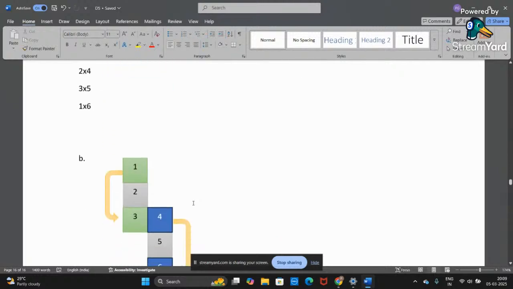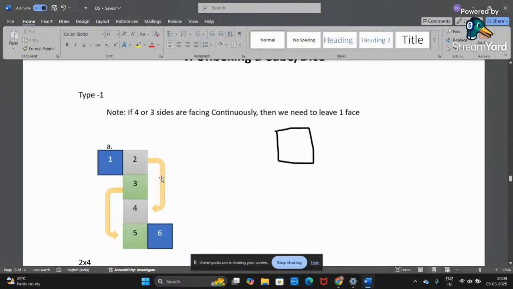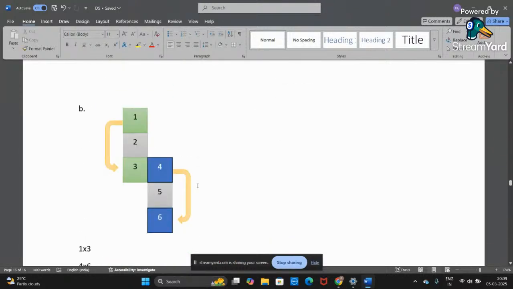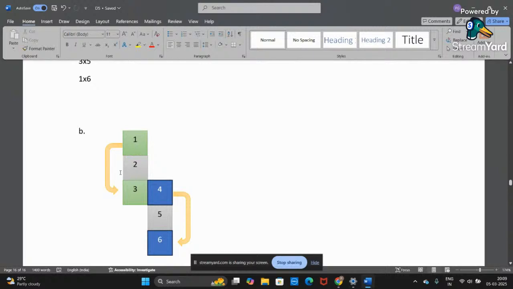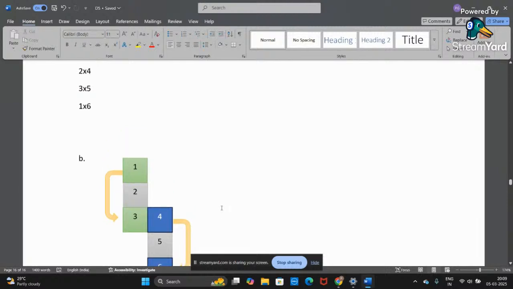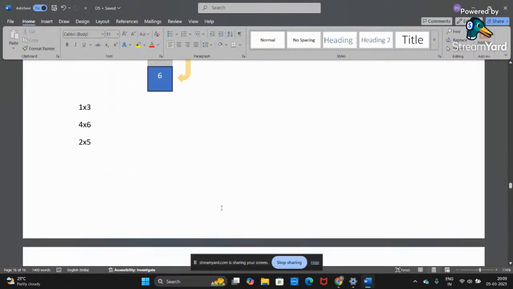The same way, here there are 4 faces continuous. In this there are 3 faces continuous. In this also we have to leave one face to find the opposite face. So here for 1, 3 will be the opposite. For 4, 6 will be the opposite. Remaining is 2 and 5. That means 2 and 5 will be opposite to each other. Okay, this is type 1.